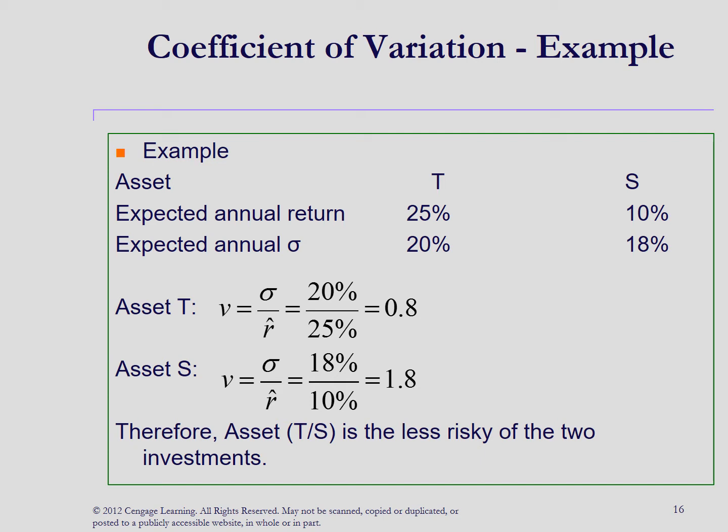The coefficient of variation for asset T, calculated by the standard deviation divided by the expected return, is 0.8, less than the coefficient of variation for asset S, which is 1.8. So we can conclude that asset T is the less risky of the two investments.